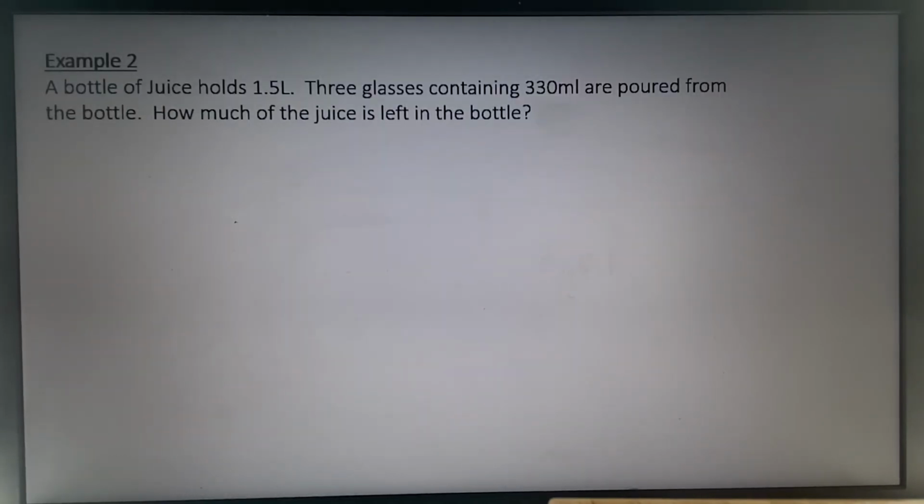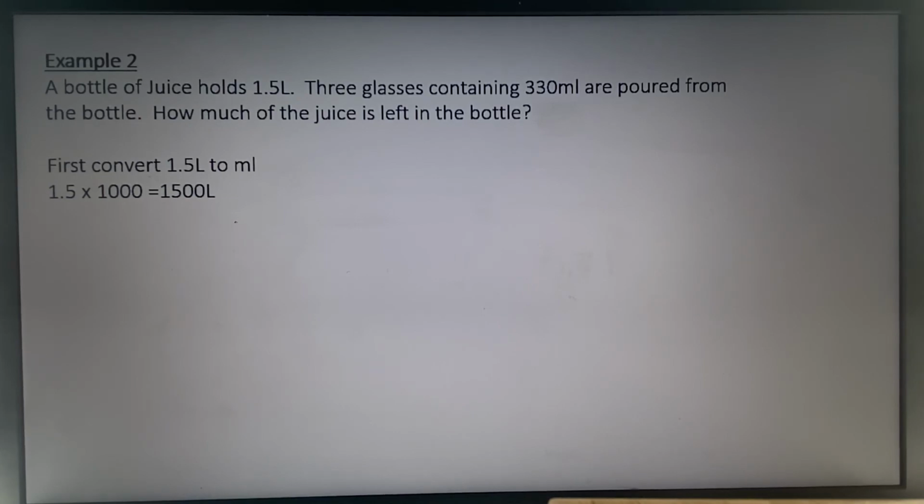Okay, a second example. We have a bottle of juice that holds 1.5 litres. 3 glasses containing 330 millilitres are poured from the bottle. So how much juice is left in the bottle? So it's a little bit of a problem to solve here. Now, the first thing we need to address is the fact that the capacity is expressed for the full bottle in litres. However, the glasses that are poured are in millilitres. So I'm going to convert my litres into millilitres and then work from there. So the bottle of juice is 1.5 litres. We're going to multiply that by 1,000 because there's 1,000 millilitres in 1 litre to get 1,500 millilitres.